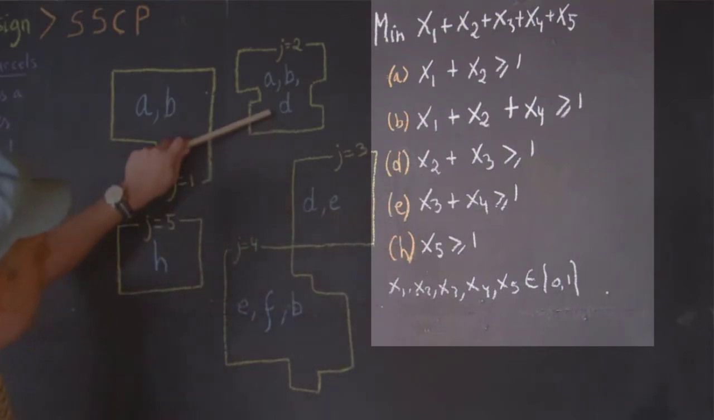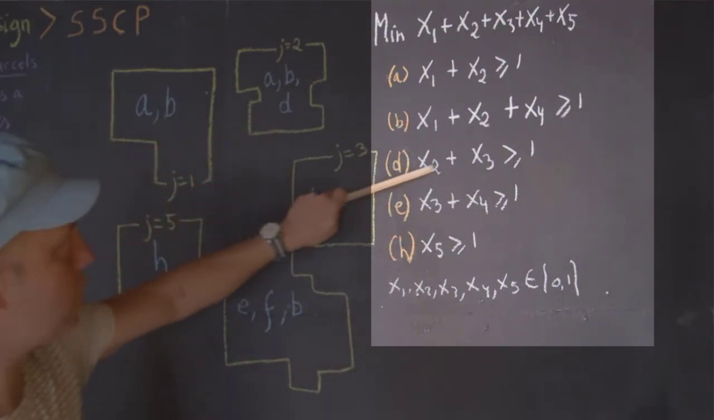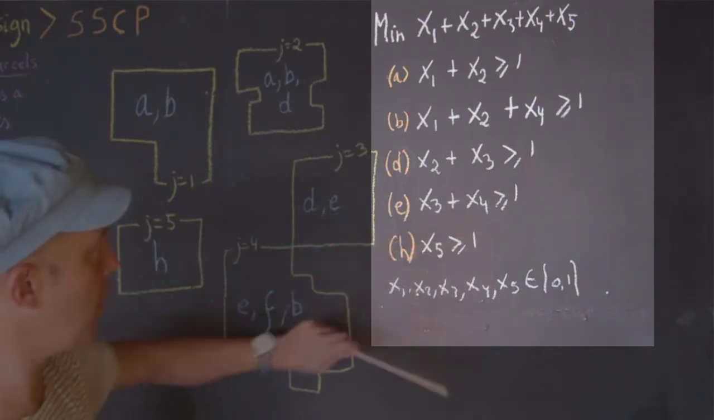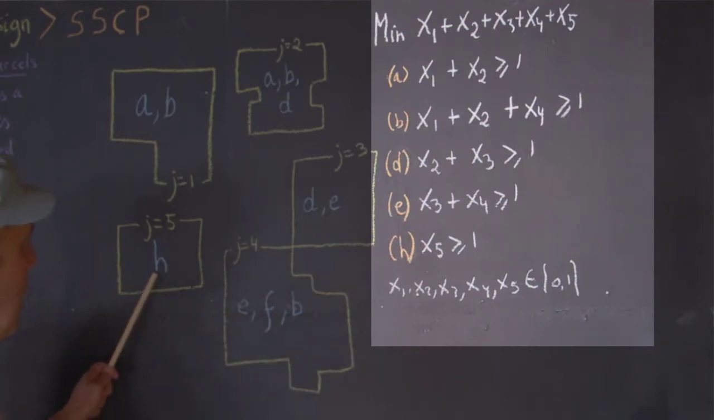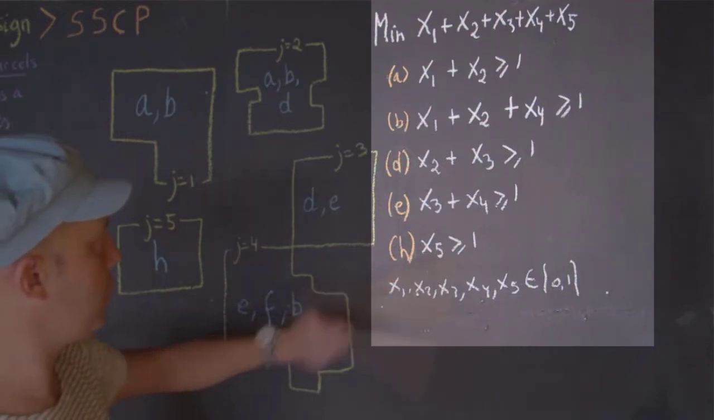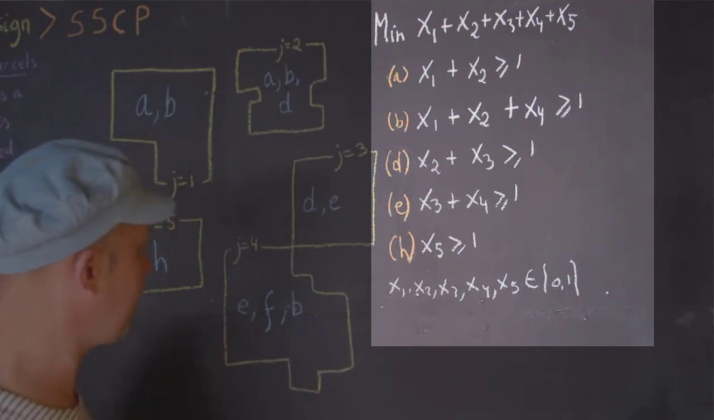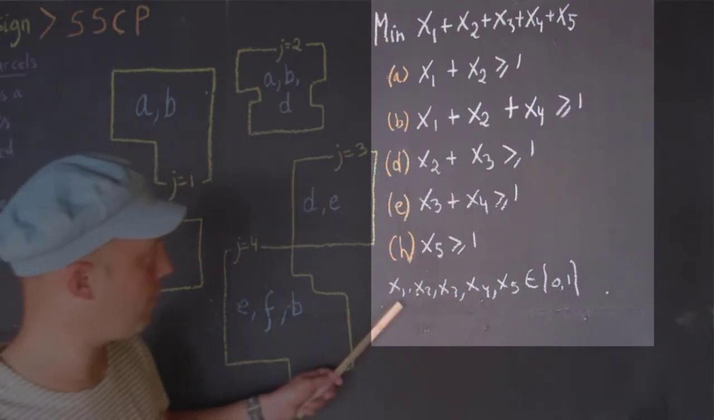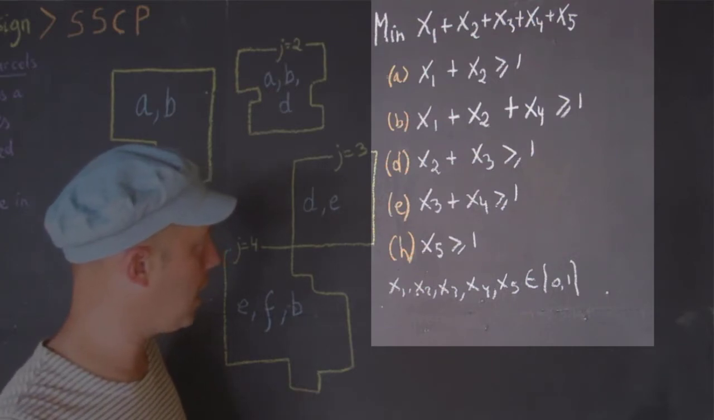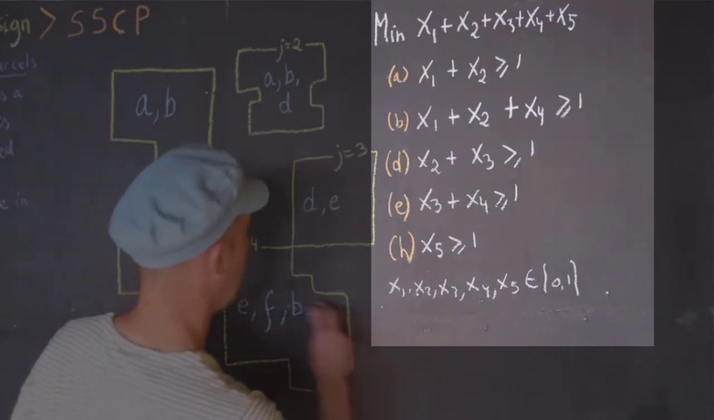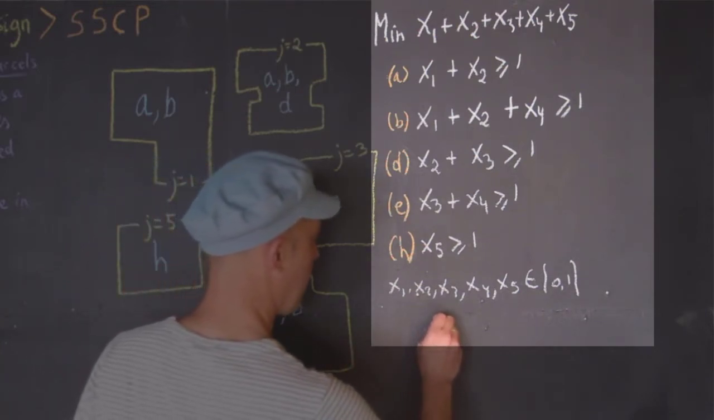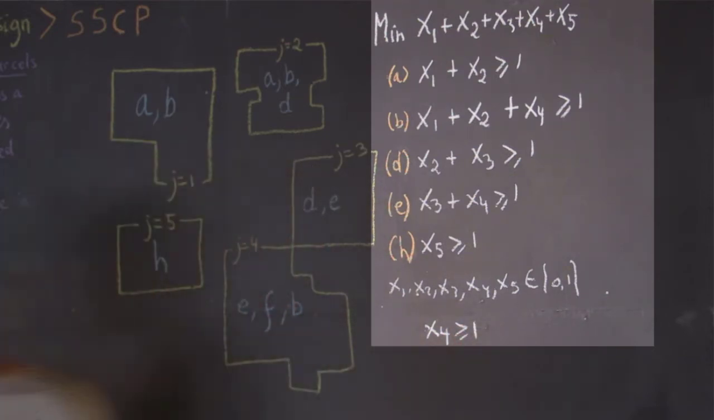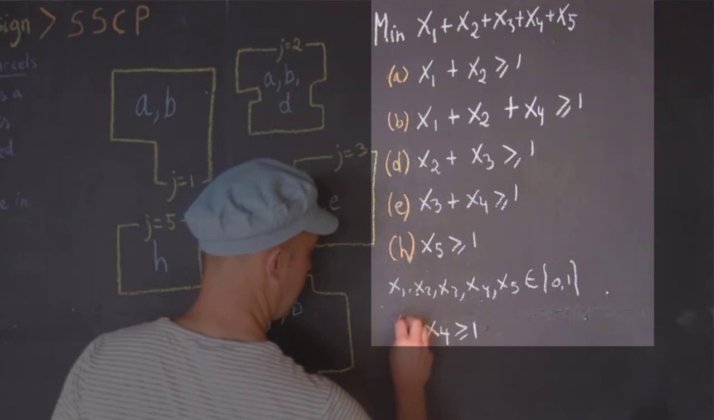For D, it appears in 2 and also in 3, so that's why you have x2 plus x3. E appears in j equal 3 and j equal 4, that's why you have x3 plus x4. And H only appears in j equal 5, which should be this one. Now it seems that I missed also F, so I'm going to quickly add this one. And then you of course have all of these different integer constraints. F seems to appear only in 4, so we would have x4 greater or equal to 1, and this is for F. I had forgotten it, sorry about that.